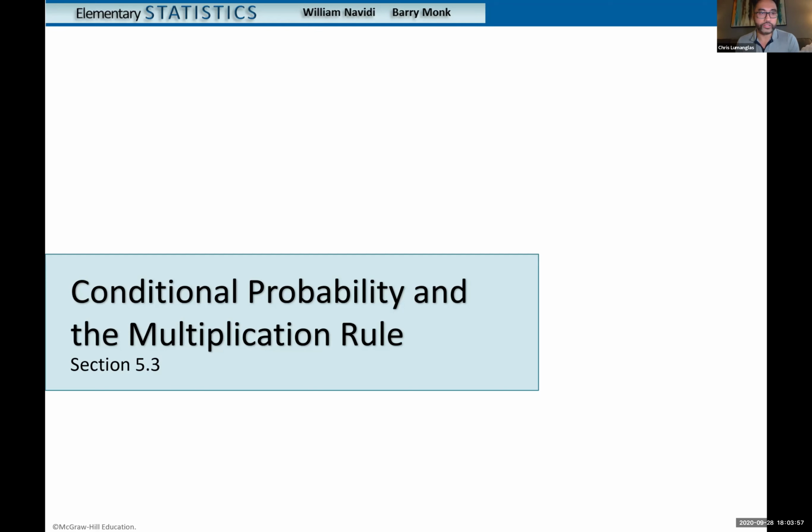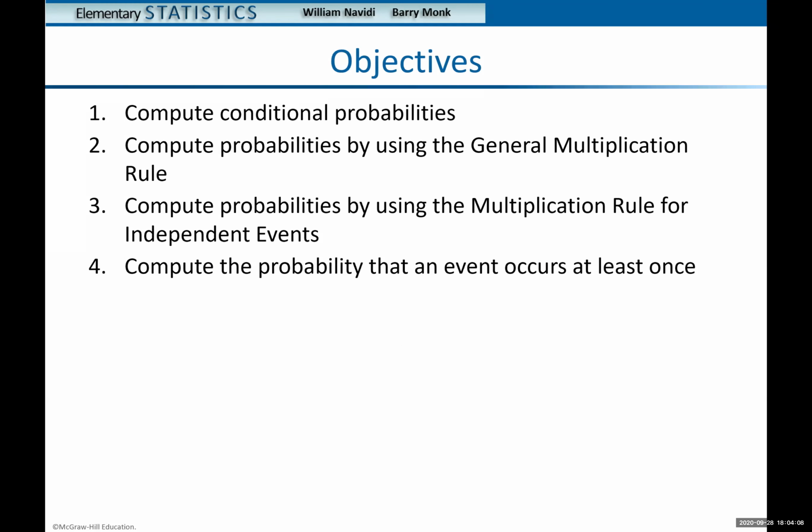Section 5.3, conditional probability and the multiplication rule. Objectives are: for tonight, we will learn how to compute conditional probabilities, compute probabilities by using the general multiplication rule, and then use the multiplication rule with independent events. And also the last is to compute the probability that an event occurs at least once.